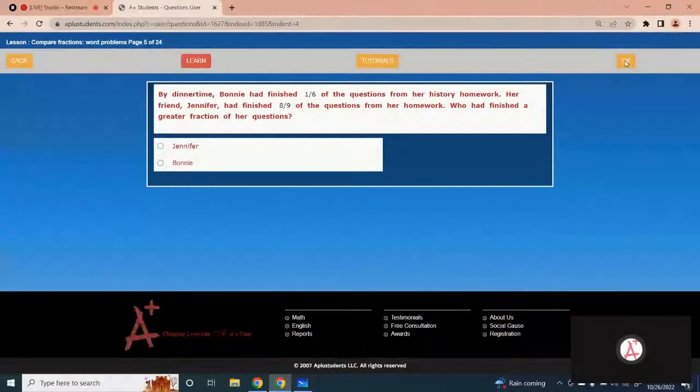You need to see which one has the greater fraction. Jennifer, yes, it is. Jennifer had the greater fraction. Just select the correct option and click on the OK button.